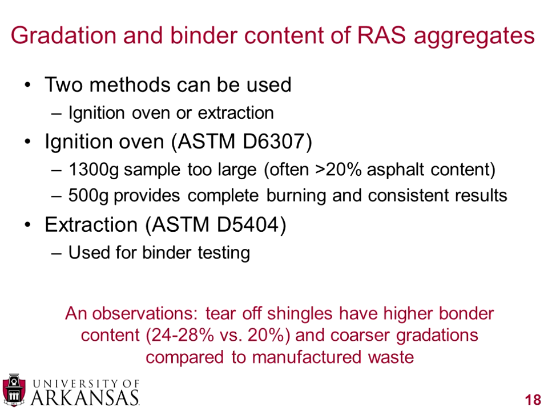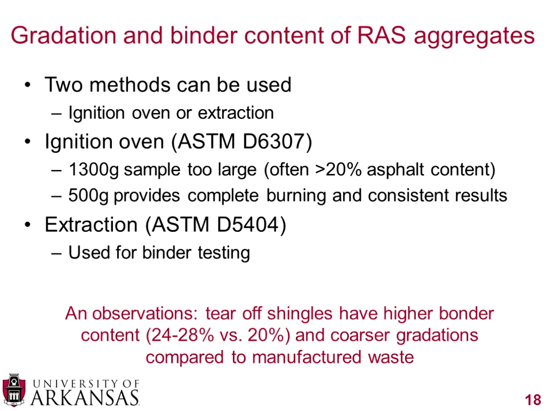When you're trying to determine both the gradation and the binder content of RAS, you can use two methods. You can use either the ignition oven or extraction to get the gradation and binder content. Some work has been done with the ignition oven, and they found that the 1,300 gram sample size was too large, according to ASTM D6307. Because there's such a high percentage of asphalt content, even though they ran the material multiple times through the ignition oven, not all of the asphalt was burning off the sample. It was just too large of a sample with too much asphalt to get it all off.